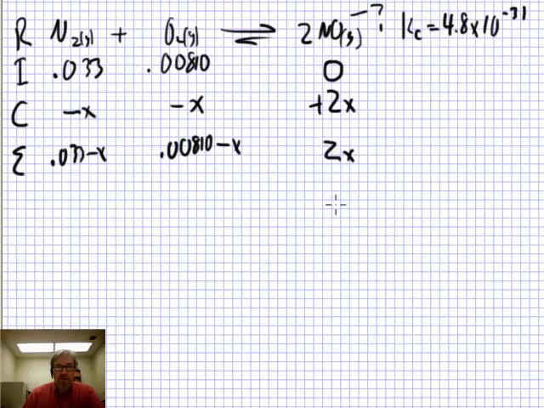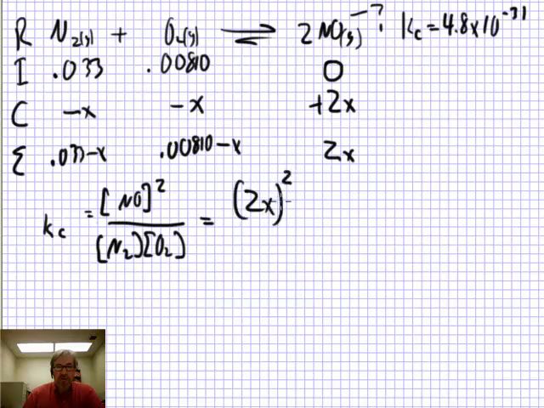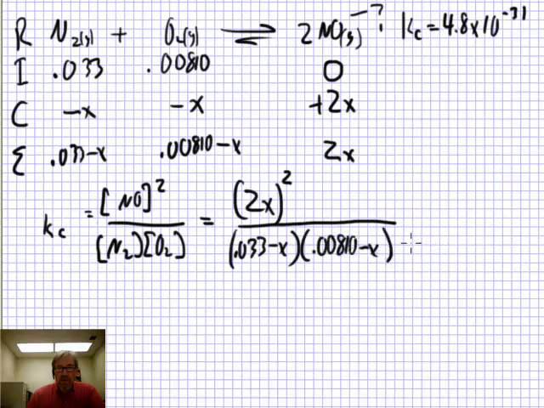So Kc is equal to the concentration of NO squared divided by the concentration of N2 to the 1 power times the concentration of O2 to the 1 power. But in terms of our chart, that means 2X squared in the numerator, because that's the concentration of NO at equilibrium, divided by 0.033 minus X to the 1 power times 0.00810 minus X to the 1 power for the concentration of O2. And this is all equal to 4.8 times 10 to the negative 31st.